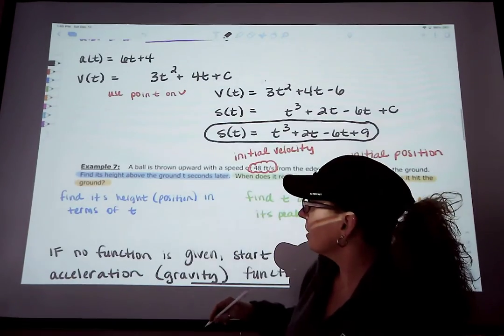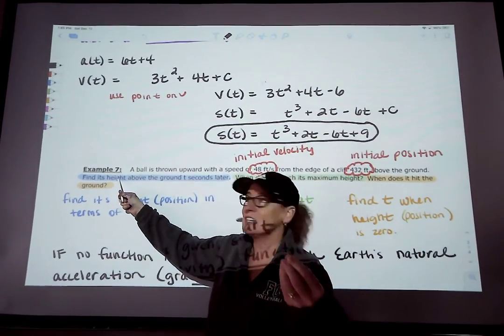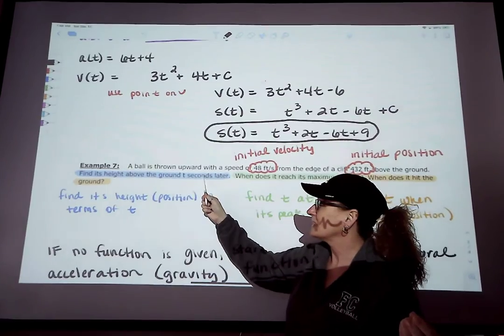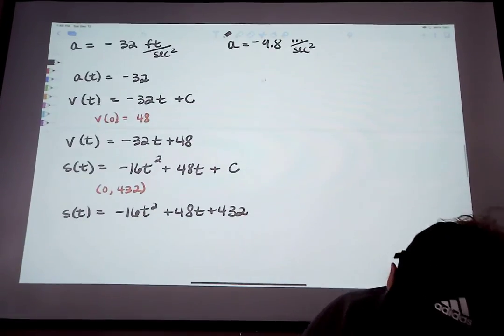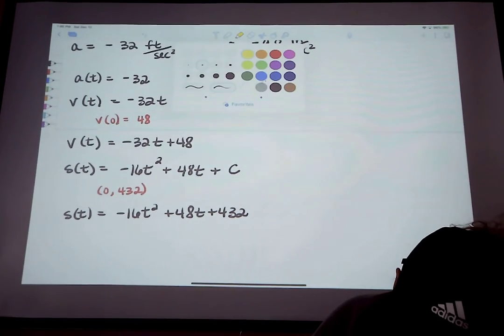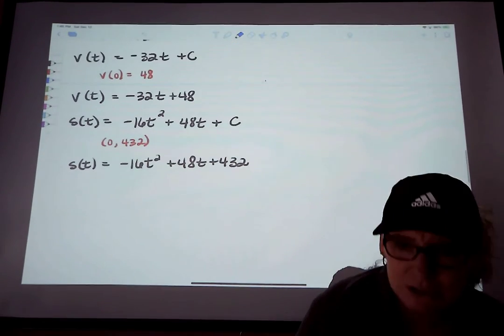Is that the answer to one of our questions? Find its height, find its position, t seconds later. We did that. So I'm going to highlight that in blue just because I have answered the blue question.